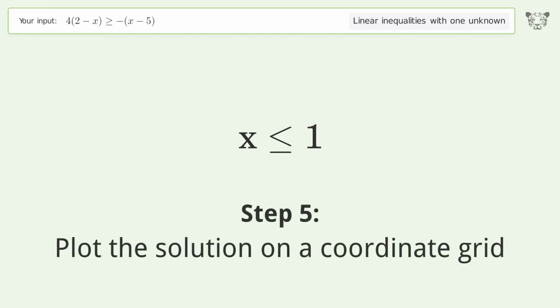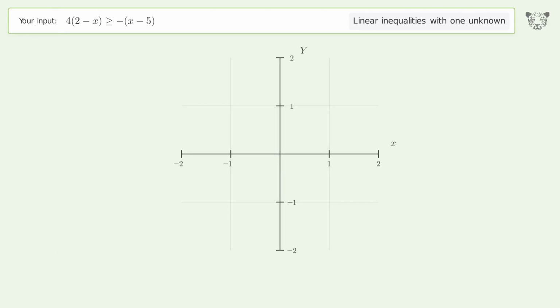Plot the solution on a coordinate grid. And so the final result is x equal or smaller than 1.